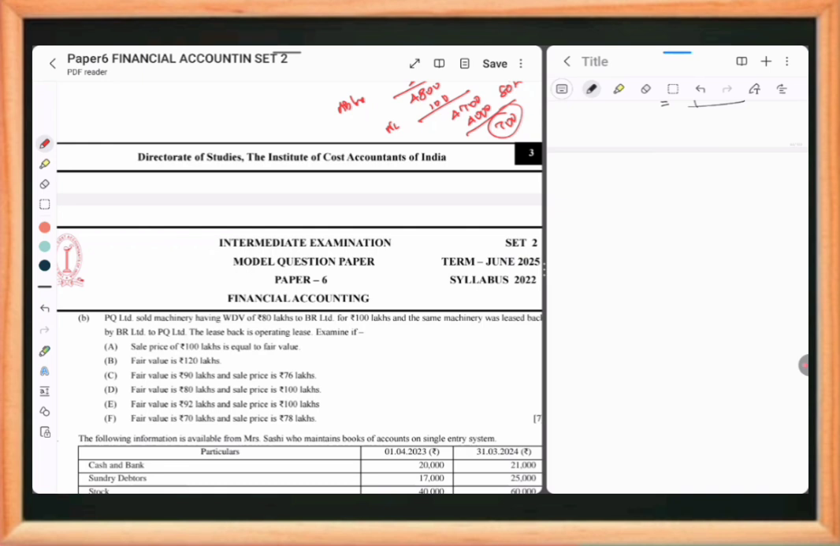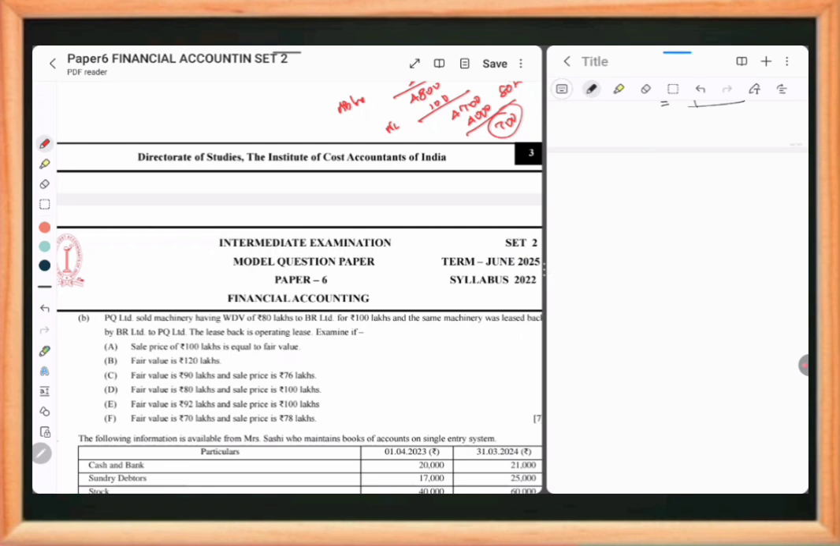So, here, the original owner is PQ Limited. He sold the machinery; the cost value, meaning written down value at the time of sale, is 80 lakhs. He sold to BR Limited for 100 lakhs. So the profit will be 20 lakhs. And then the same machinery was leased back by BR Limited to PQ Limited. So the leaseback is an operating lease. Examine, what will be the impact?